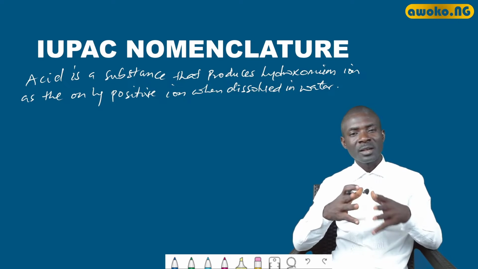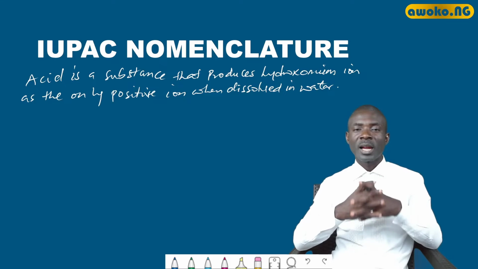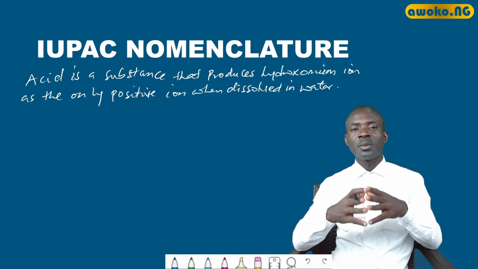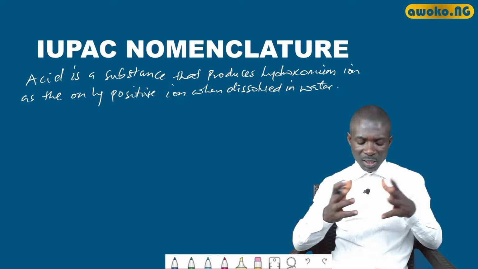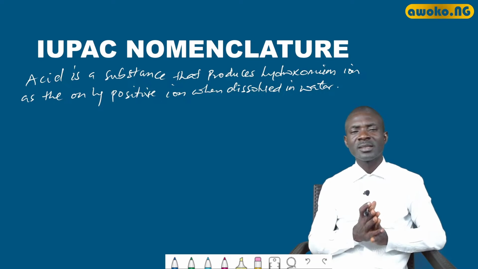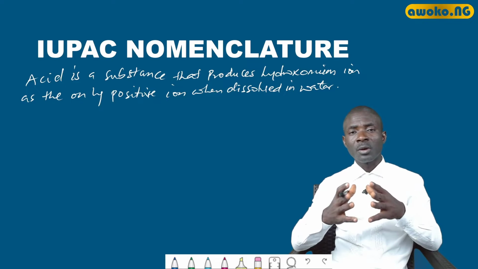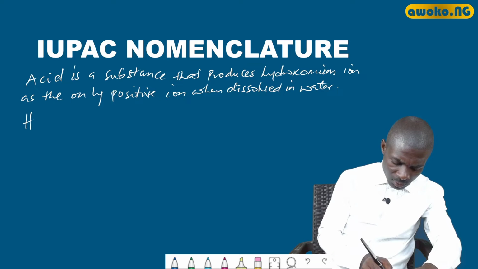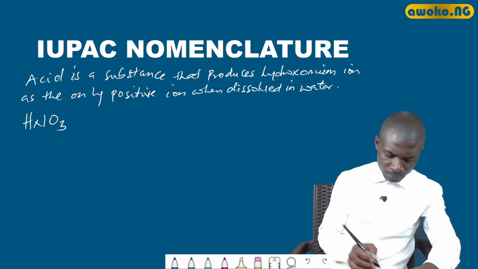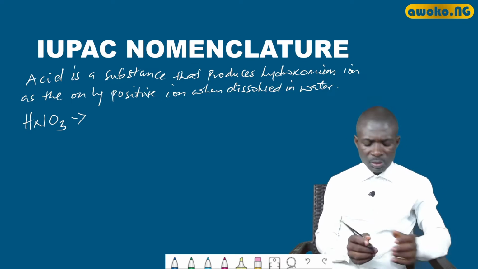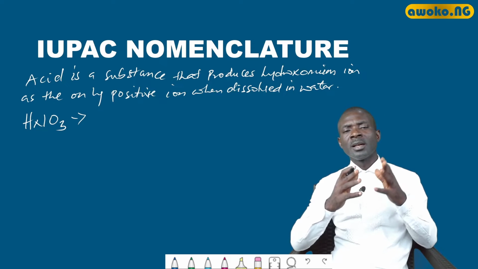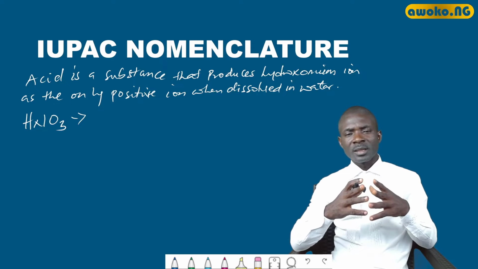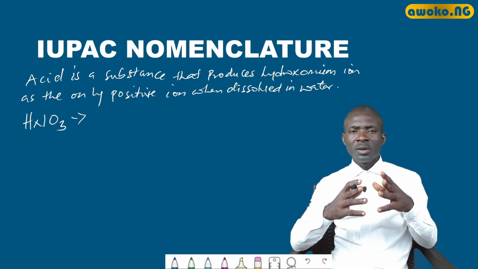What we mean by hydronium ion is that we are talking about hydrogen ion as the only positive ion. The rest of the ions in an acid are usually what? Negative ions. Okay, let's take a look at some examples of acids and how their names are called using the IUPAC convention. So we have an acid like HNO3. Now remember we said in trying to name a compound using the IUPAC convention, it is important that we take note of the rules.